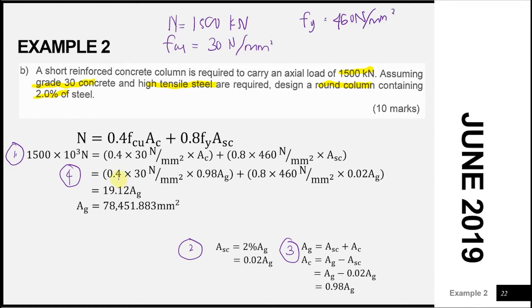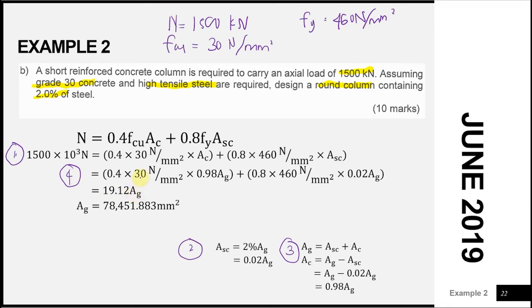Bila kita kira ni, you darab semua ni. Lepas tu you campur dua ni lah. Okay, make sure kalau you kira sekaligus, don't forget the bracket. Okay, you going to get this 19.12 gross area of column. So, kita boleh dapatkan sebenarnya gross area of column.